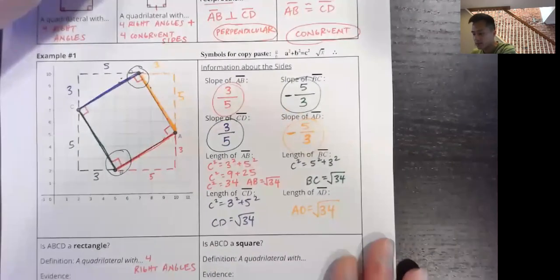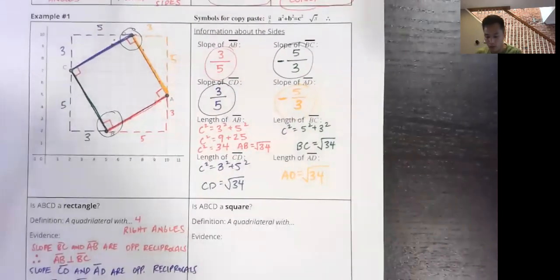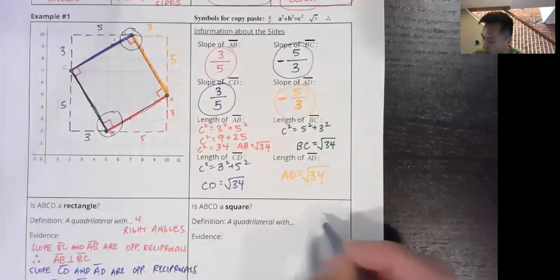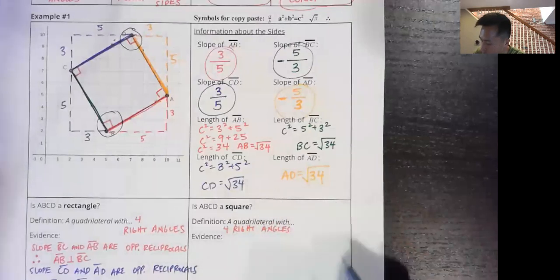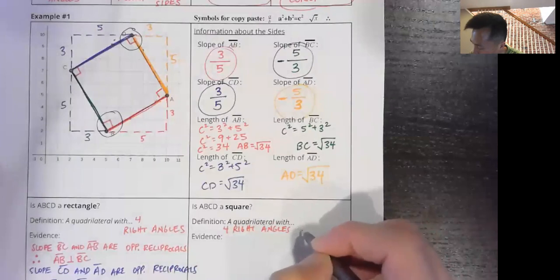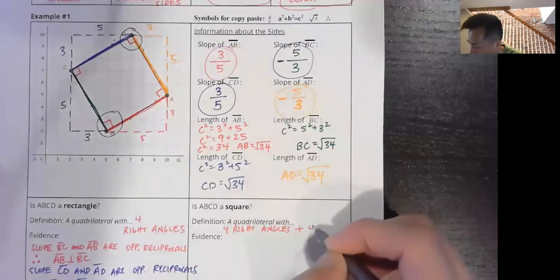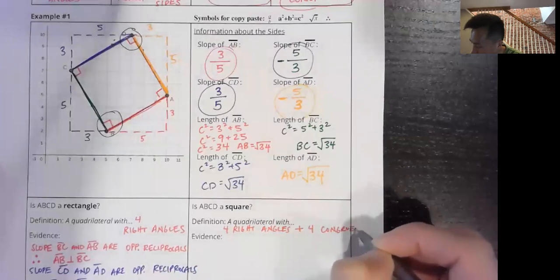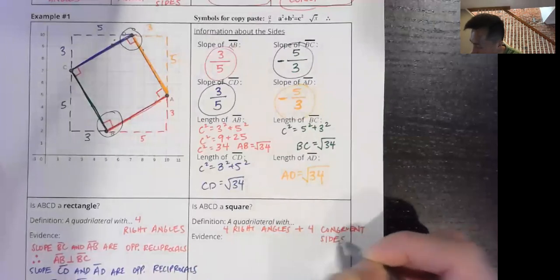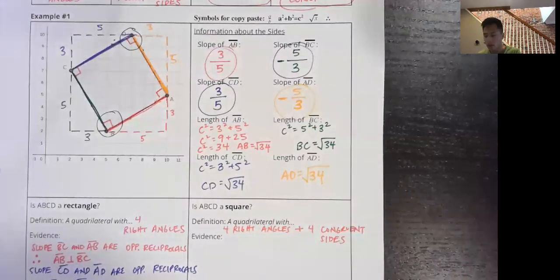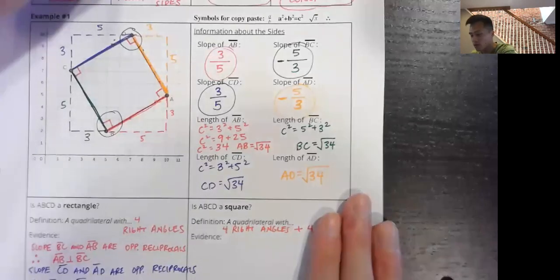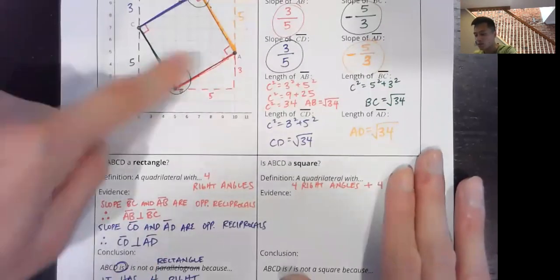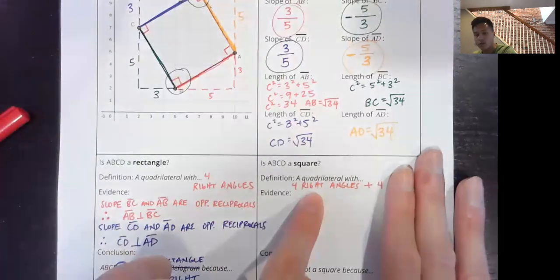Now, what about a square? So let's start by thinking about the definition of a square. It's a quadrilateral with four right angles and four congruent sides. Okay, so let's break this into two parts. Part one is proving that the quadrilateral has four right angles. Well, we know from all of our proof from the rectangle that the slopes of the sides are opposite reciprocals, so it has four right angles.